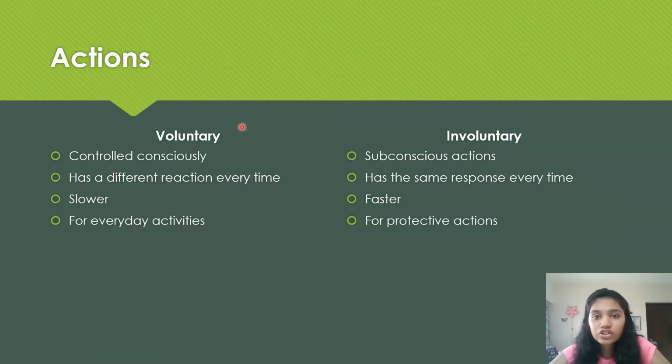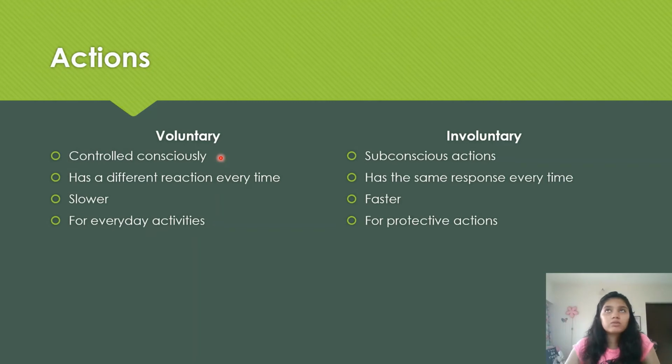Okay. Now, actions, you have two types of actions, voluntary actions and involuntary actions. Voluntary actions are controlled consciously. So, for example, if I decide to clap, that's voluntary. I'm telling myself I need to clap, so I'll clap. Okay, my brain sends a message. It has a different reaction every time.